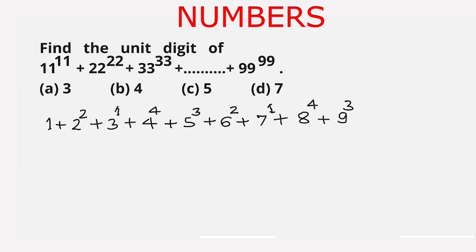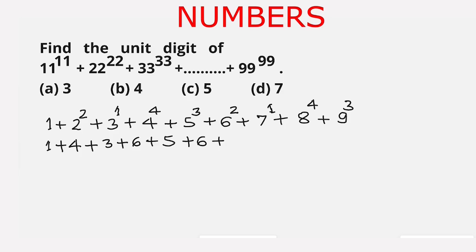Now we can easily find the ones place digit. 1 is 1, and 2 to the power 2 is 4, plus 3 to the power 1 is 3, plus 4 to the power 4 is 256, and ones place digit will be 6, plus 5, whatever may be the power of 5, it remains same, so we will write it 5. Similarly, whatever the power of 6, the ones place digit is always 6, so we write 6.